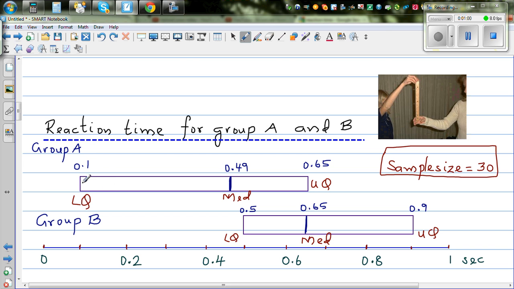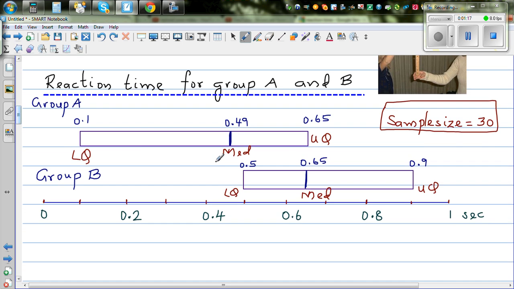So for group A, the lower quartile is 0.1, median is 0.49, and upper quartile is 0.65. For group B, it's 0.5, 0.65, and 0.9. Now with this statistic, by looking at these two boxes, we want to make a call that back in the population, whether group A or group B has got a greater reaction time or less reaction time. Boxes are what help you to make the decision.